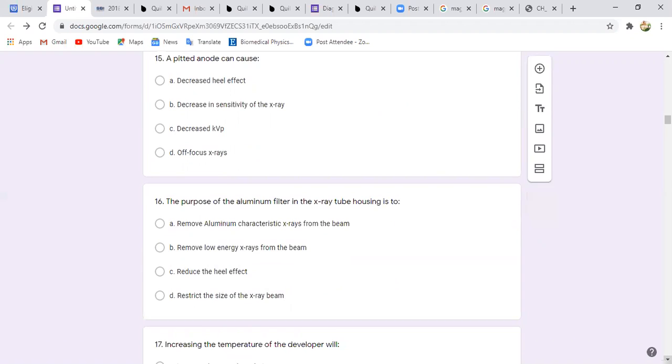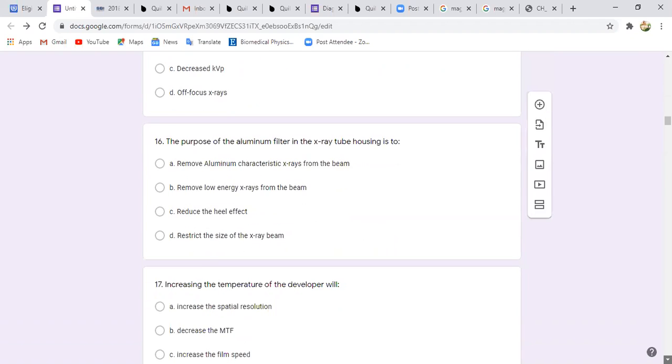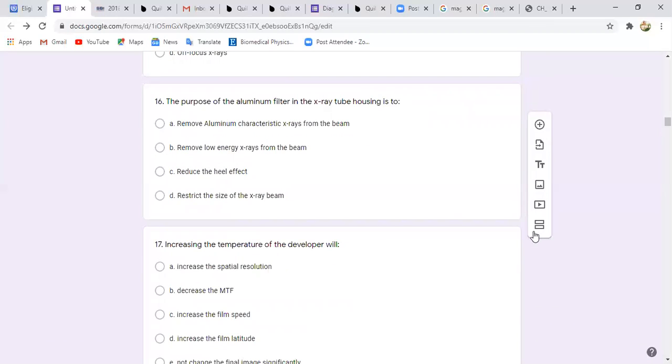So the purpose of an aluminum filter in an X-ray tube is to do what? This one is straight: to remove low energy X-rays from the beam. We move on.